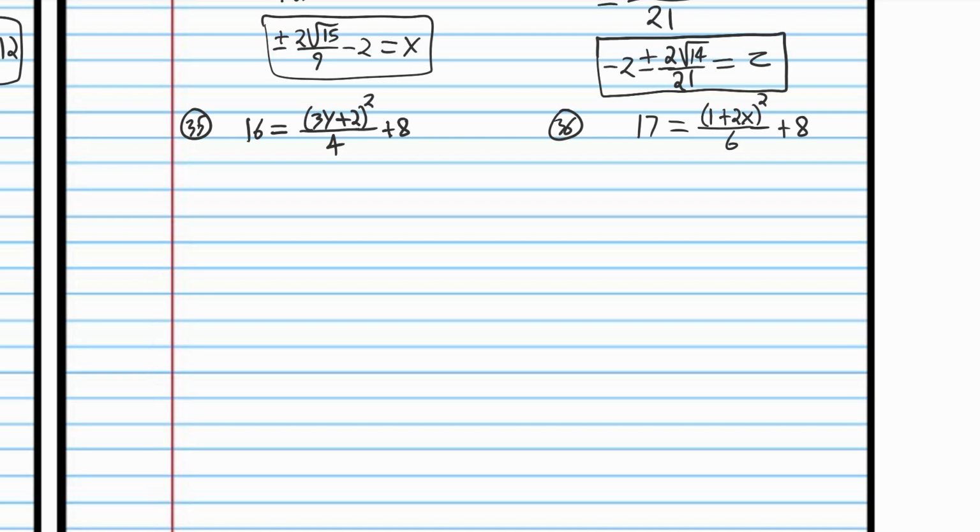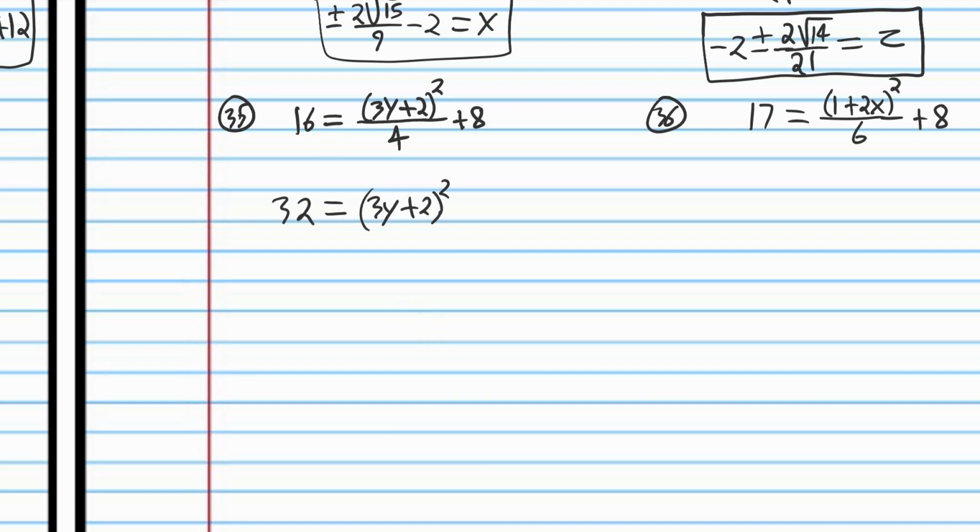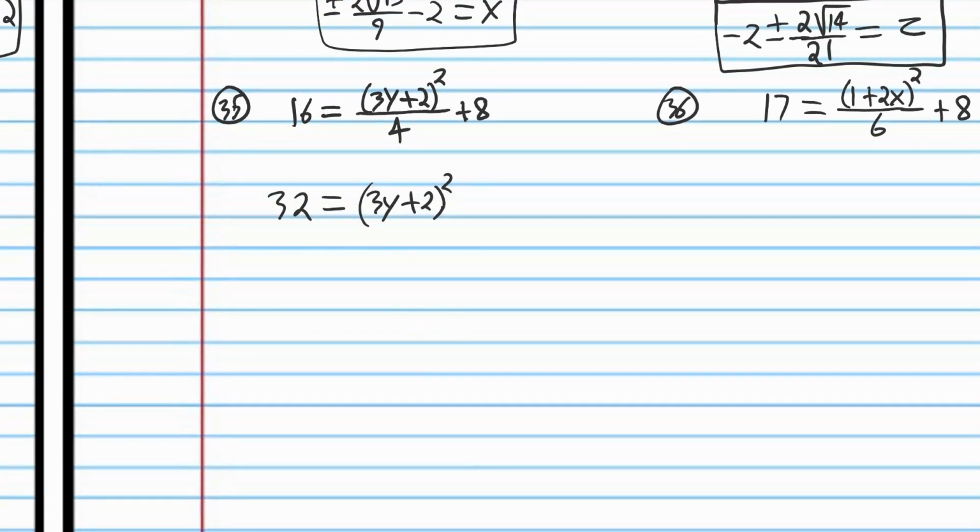So let's do number 35 together. We're going to isolate the square, just like the previous problems. And we get 32. Subtract 8 from both sides, then multiply by 4, and you get 32. So now, as usual, we're going to get rid of the square by square rooting. And we end up with 3y plus 2 is equal to plus or minus root 32.